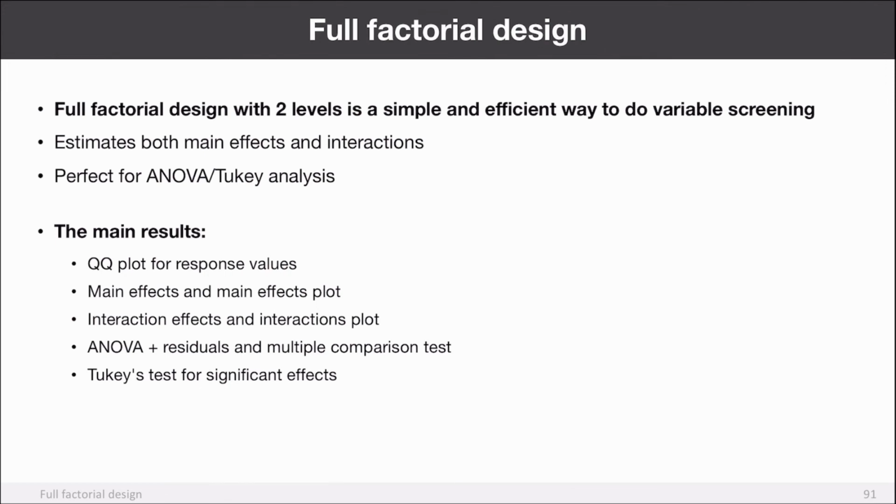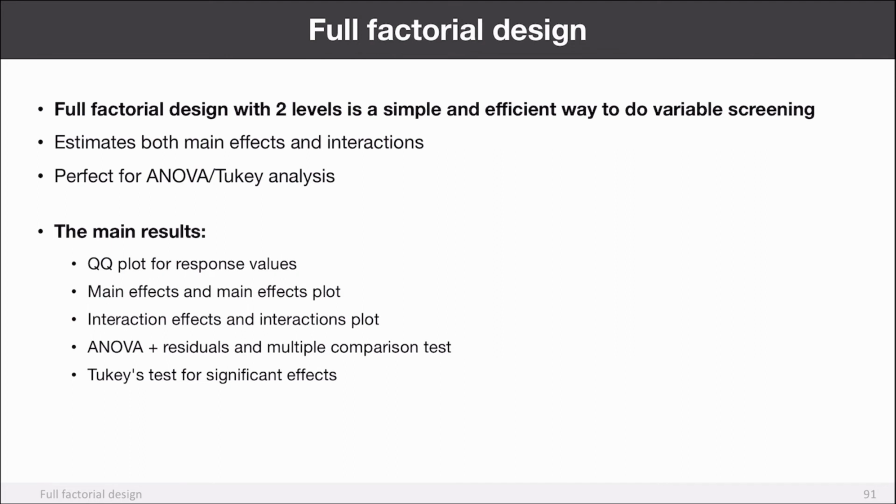So full factorial design is usually based on 2 levels, because you just use it for variable screening. You don't use full factorial design for optimization. It will be too many trials. But for 2 levels, for variable screening, it seems to be a very efficient way, right? It gives you estimation of main effects. It gives you estimation of interactions. All effects are not confounded. And it's a balanced design, so it's perfect for ANOVA and Tukey analysis.